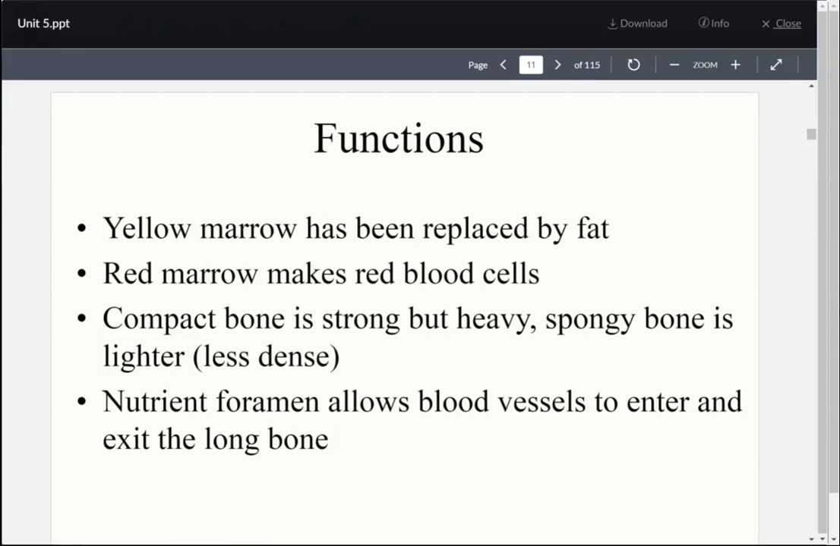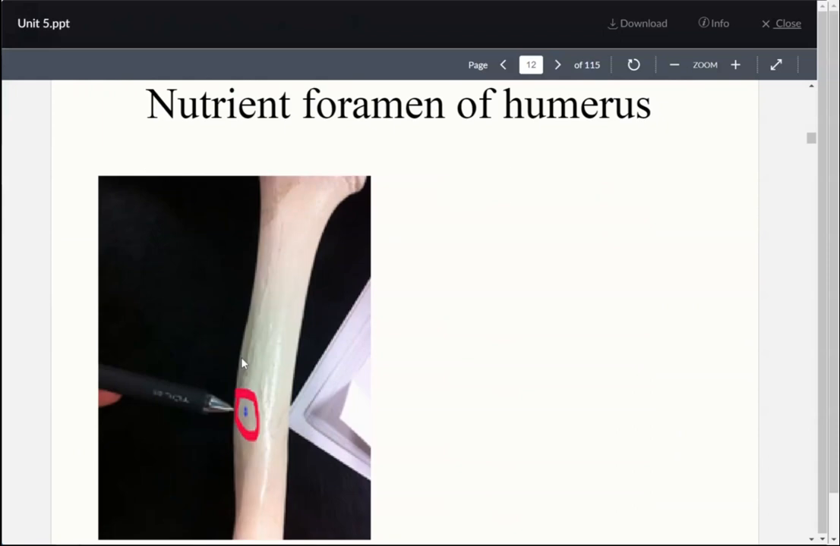Compact bone is a strong but very heavy bone, which we'll talk about the actual structure and histology of in two audios. Spongy bone is a lot less dense and therefore a lot lighter. But again, a couple of audios will talk about that in detail. There will be nutrient foramen. Foramen is a fancy way of saying a hole that allows blood vessels to enter and exit the long bone in question, allowing for the bone to get nutrients and oxygen and get rid of carbon dioxide and waste products.